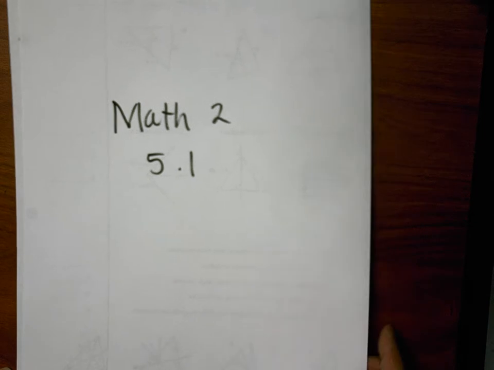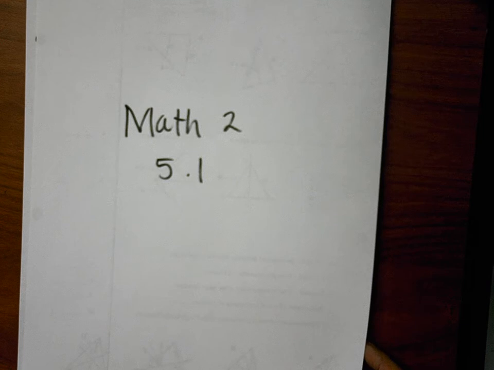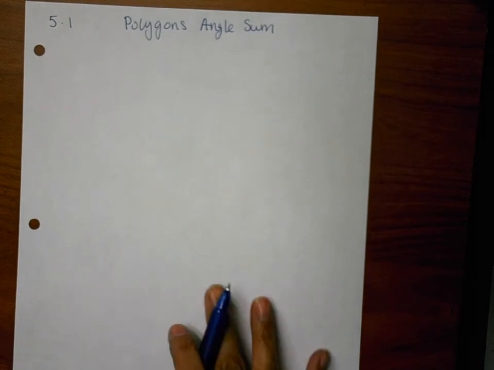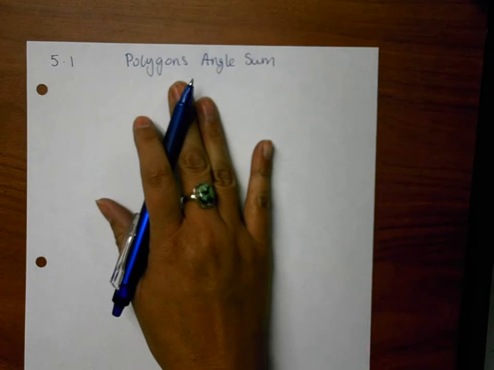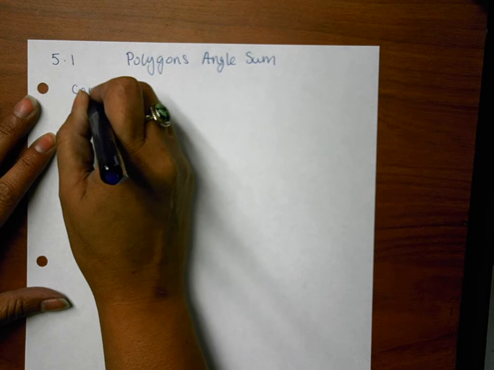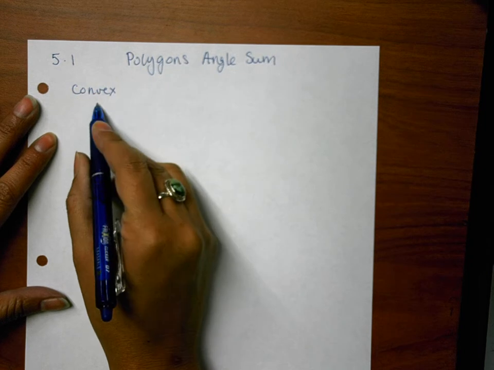This is Math 2 5.1 Notes. That's Unit 5, Lesson 1. The title for the notes: Polygons, Angles, Sum. First thing we're going to talk about is just quick vocabulary.